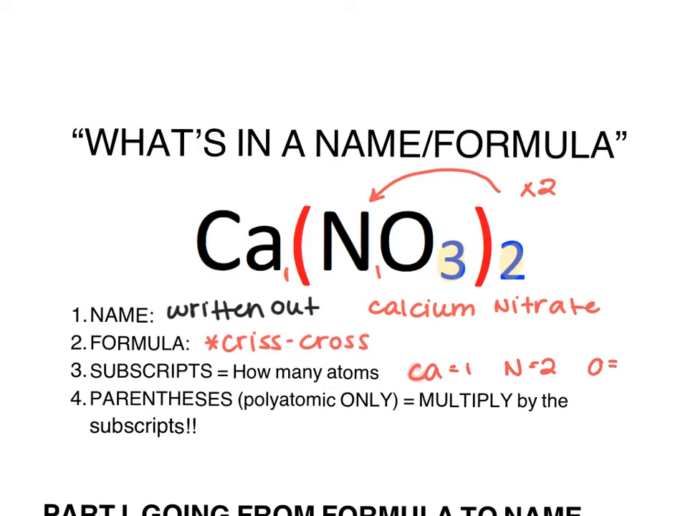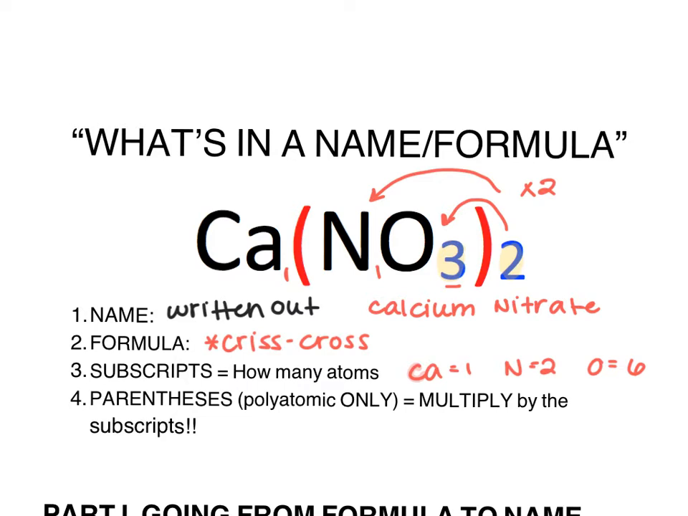Next, I need to do my O's, so I'm going to distribute that. But notice my O has a 3. So I'm going to take 2 times 3, and I get 6. When I have parentheses, that is when I'm going to multiply my subscripts. Now, what you need to know is you're only using parentheses with a polyatomic, because you will never change a subscript on a polyatomic. It is my little group. I want it to stay together, and so I have to use those parentheses.